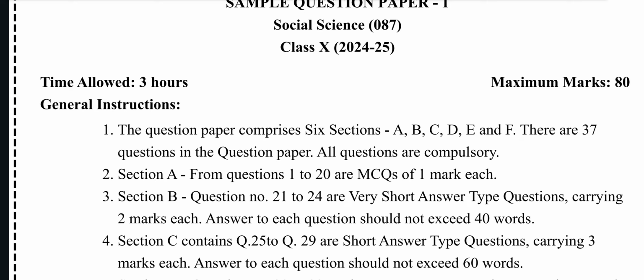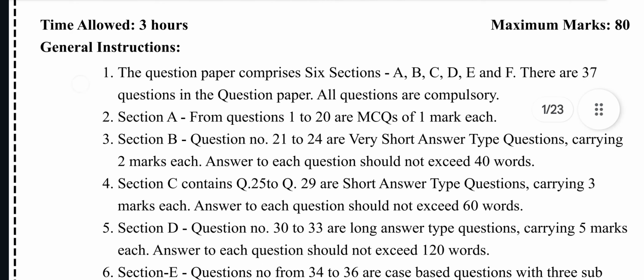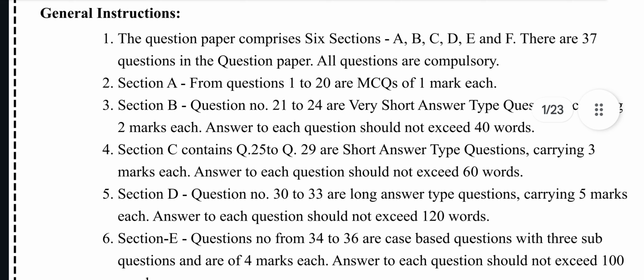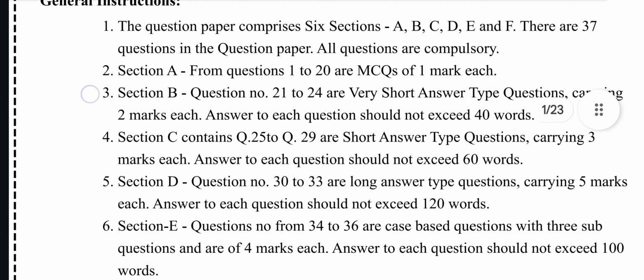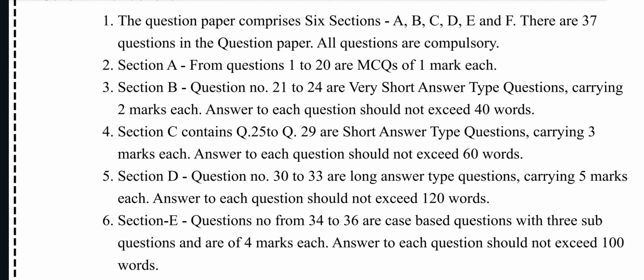The question paper comprises 6 sections: A, B, C, D, E, and F. There are 37 questions in the question paper. All questions are compulsory. Section A, questions 1 to 20, are MCQs of 1 mark each. Section B, question numbers 21 to 24, are very short answer questions carrying 2 marks each, and the answer to each question should not exceed 40 words. So make sure that you are not exceeding the words. Only 40 words you need to write.